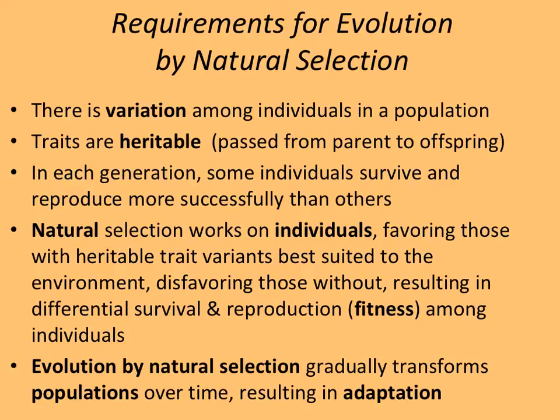Now, of course, if shell thickness wasn't heritable, in other words, a periwinkle with thick shells is just as likely to leave offspring with thin shells, it doesn't matter how much variation there is. There'll still be selection, and there'll still be a change in that population's frequency, but it won't be passed on to future generations, because it's not heritable. So you need heritable variation for selection to act on.